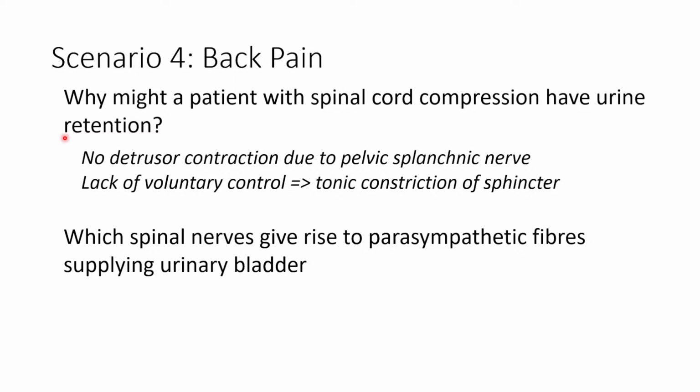At the same time, in S2 and S4, you have something called Onuf's nucleus, which is responsible for voluntary control through the pudendal nerve. If you get an upper motor neuron lesion, you can't voluntarily relax the sphincter, so you get something called a tonic constriction of the sphincter. So the natural state of the sphincter is to be constricted. Then when you apply your voluntary control through the pudendal nerve, it relaxes. So when you try to force your urination, that's what that is.